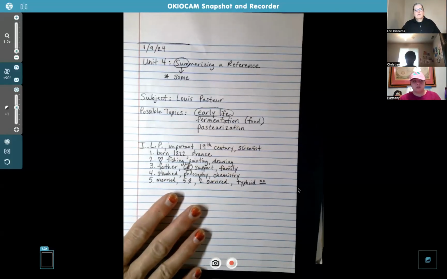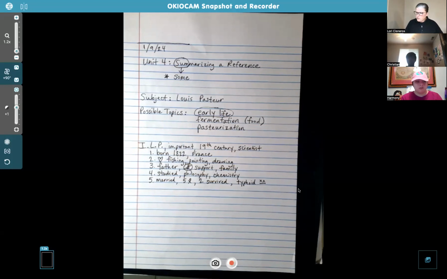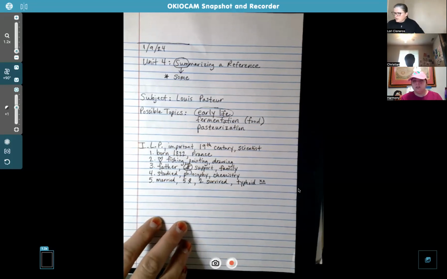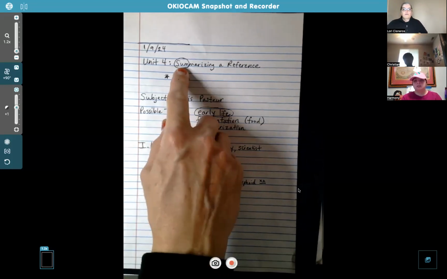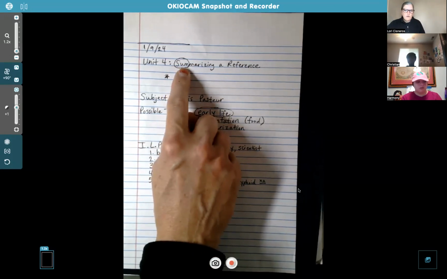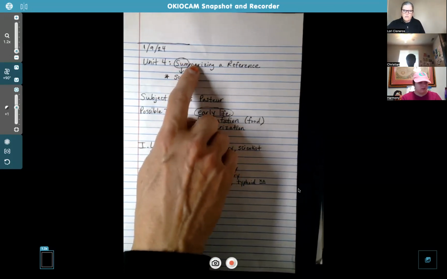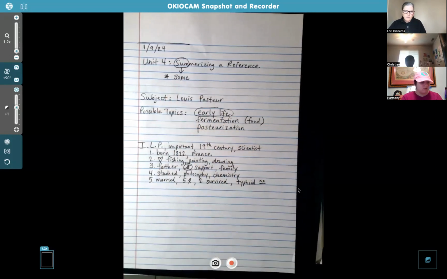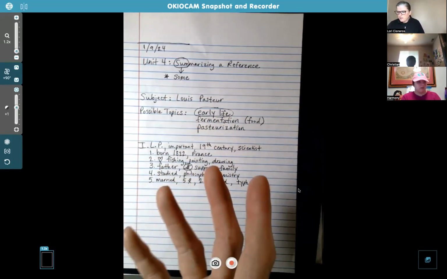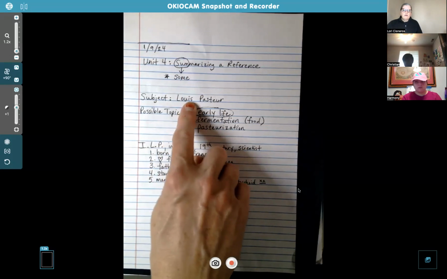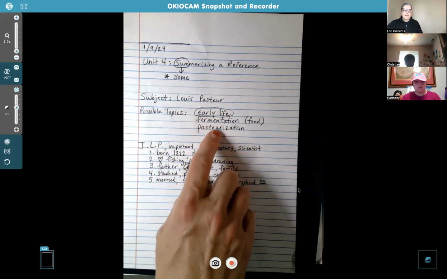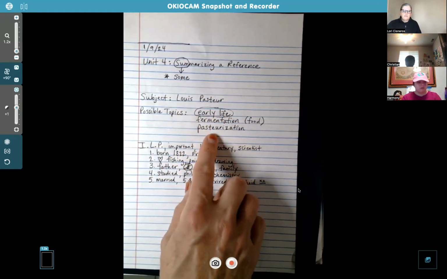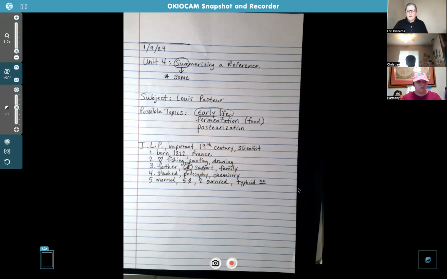We have some notes. We talked about summarizing a reference on there. And this is what your note page should look like. Remember how we talked about sum, like SUM makes us think of the total, like in math, but really we're talking about part or some part of the information. We're talking about Louis Pasteur, that's our subject. And then we've got some possible topics here because we read the article.